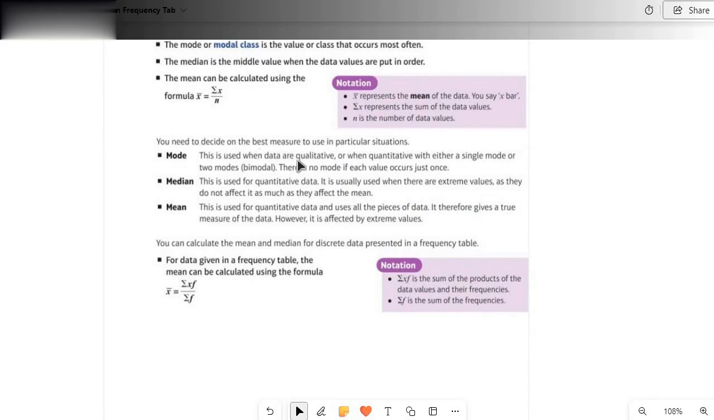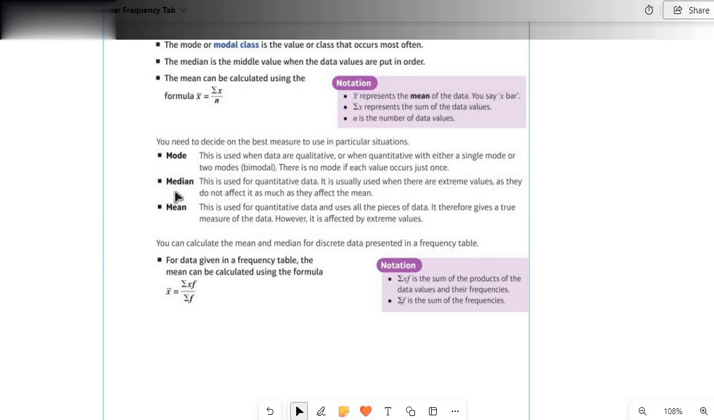You now need to decide on the best measure to use in particular situations. The mode can be used when data are qualitative or when quantitative with either a single mode or two modes. In that case, that would be called a bimodal dataset. There is no mode if each value occurs just once.